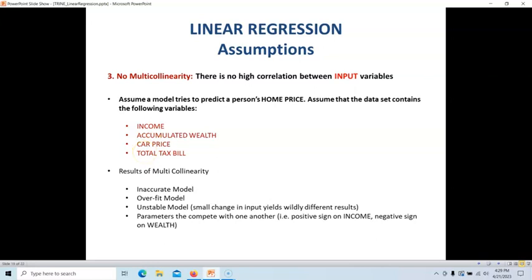Okay, so when you have multicollinearity, what happens is if you put all of these variables into the model, you tend to get an inaccurate model because these variables are all saying the same thing and they start fighting with one another. You want to use only one of these variables, not all of them, because otherwise your model will become inaccurate, you'll overfit, and it will become unstable. The parameters tend to compete with one another. So you might have a positive sign in front of income and a negative sign in front of wealth. You don't want that to happen. So you have to look for multicollinearity.